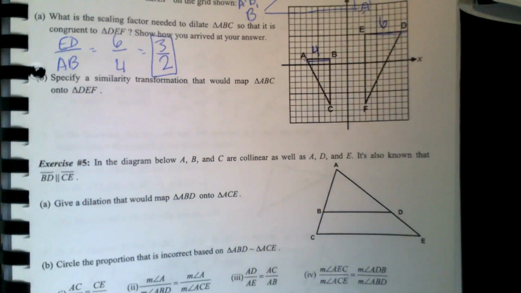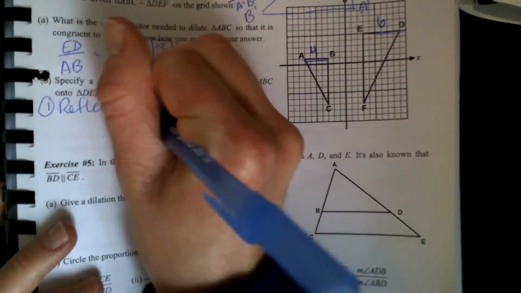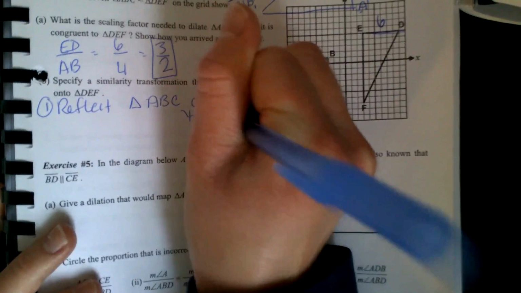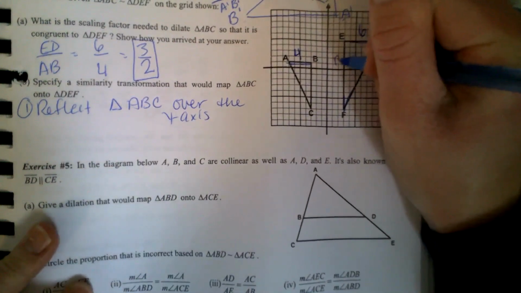Okay, so now we want to specify a similarity transformation that would map triangle ABC onto DEF. So one of our transformations is going to include a dilation, but the other is going to be some type of rigid motion. Okay? Now I'm thinking the first thing that we need to do is reflect triangle ABC over the y-axis. Right? So when we do that, our triangle ends up here.